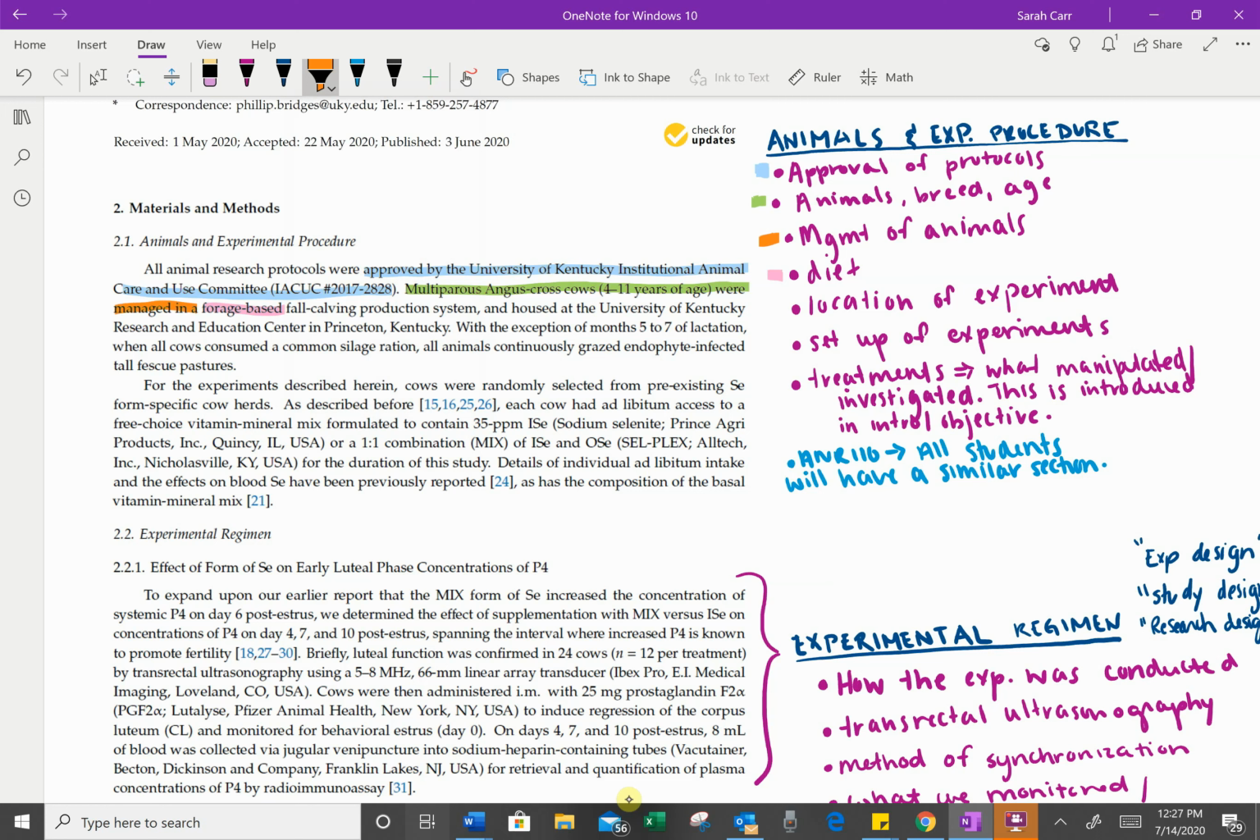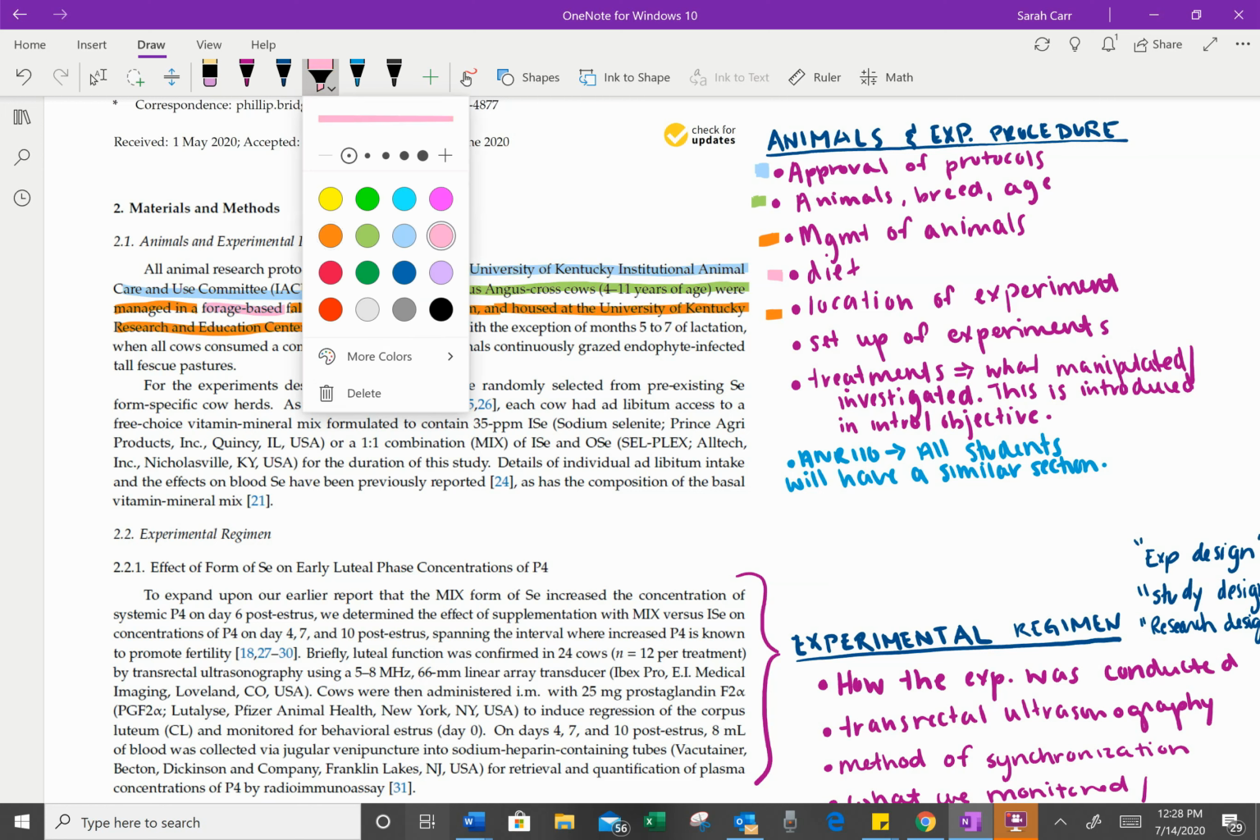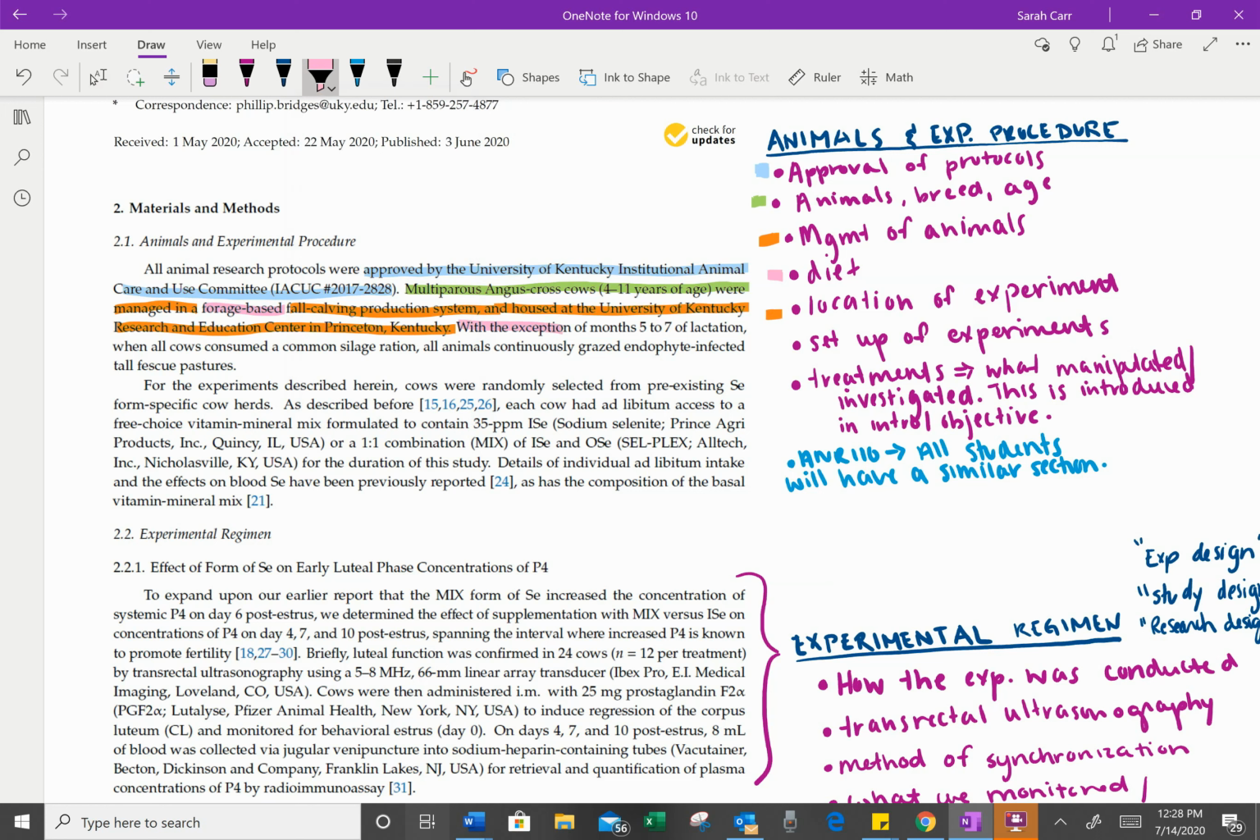They're managed in a fall calving production system. And how? So this is the location of where the cows were. So location of experiment. And then we go back. This is more diet. This is how we fed our cows.